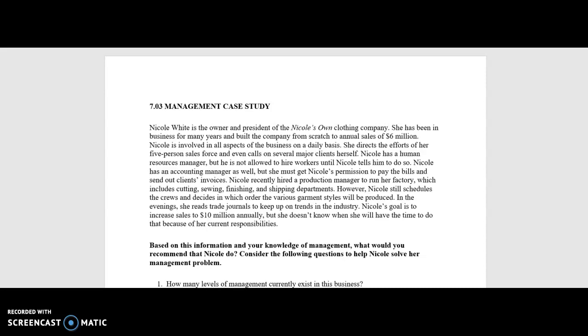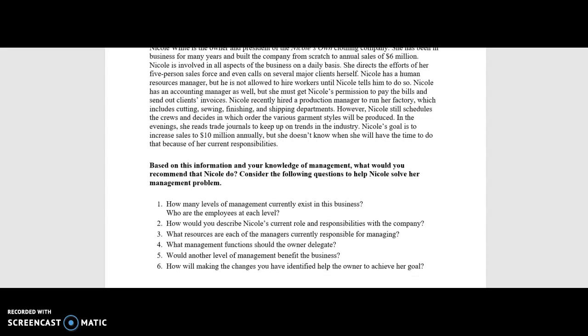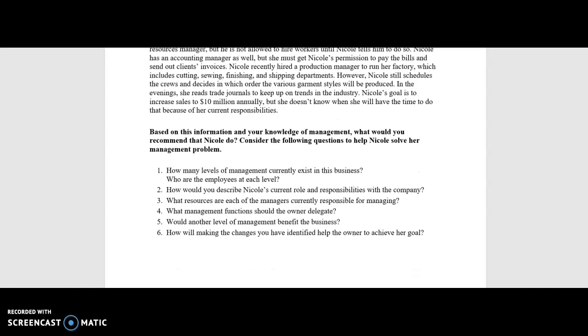So all you're doing is reading the scenario, and then based off the information and the knowledge you received in the 703 PowerPoint about the levels of management, you're going to make some recommendations for Nicole by answering the 6 questions. Number 1: how many levels of management do you believe currently exist in the business? There are no right or wrong answers for this. You're also going to name the employees at each level. Number 2: how would you describe the current roles and responsibilities within the company?